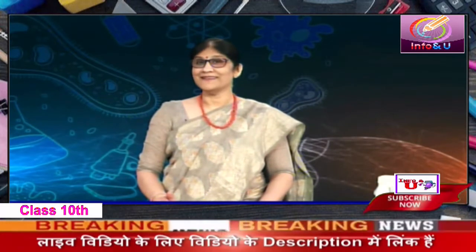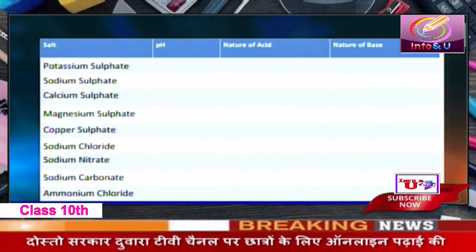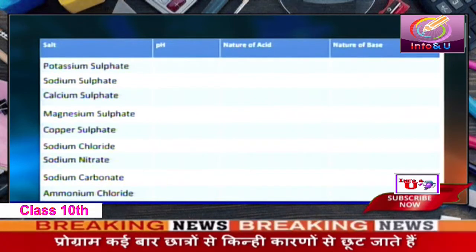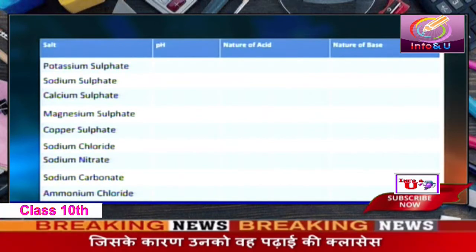So in this manner, you would be able to say which acids are strong and which bases are strong, isn't it? So the table is there in front of you on the screen. You have to find the pH of the salts given in the table and also say which acid and which base have been used to produce these salts. Now that we know that salts can also be acidic, basic or neutral, we are all set to learn a little more about salts and various preparations.